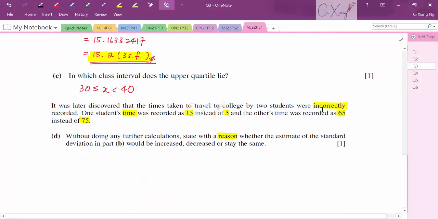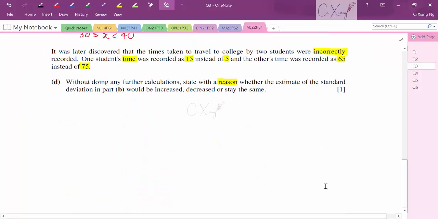So when all the data belongs to the same class, generally the midpoint and frequency will not change. Therefore, the standard deviation calculation is still the same as what we did just now, and it will stay the same. So you can write that the standard deviation stays the same. The reason is that the data are in the same interval. When the data is in the same class interval, calculating the standard deviation using the midpoint and the frequency is still the same. Therefore, the final answer for standard deviation will be the same.